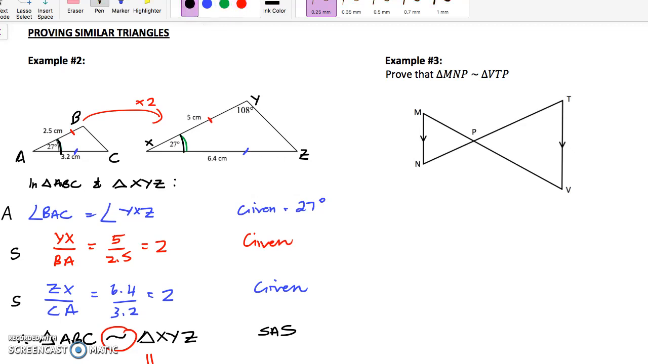Okay, let's have a look at our last example. I can see that I've got clearly 2 triangles here. I've got triangle MNP, and I'm thinking that MNP is going to relate to VTP because I've got some parallel lines. So I'm thinking that I'm going to have to sort of rotate the triangle MNP around to fit over the second one. Triangle VTP is definitely looking slightly larger than MNP.